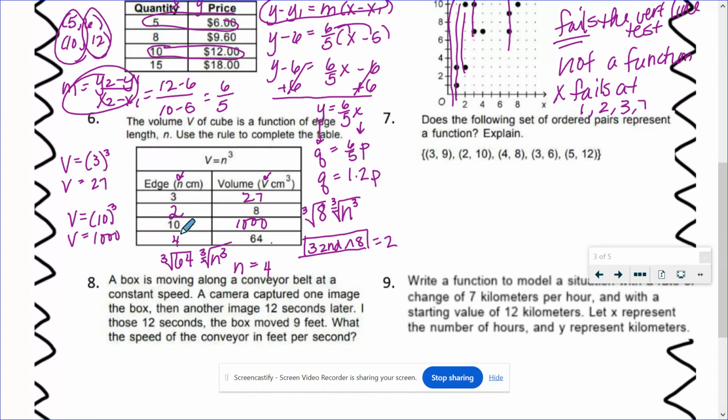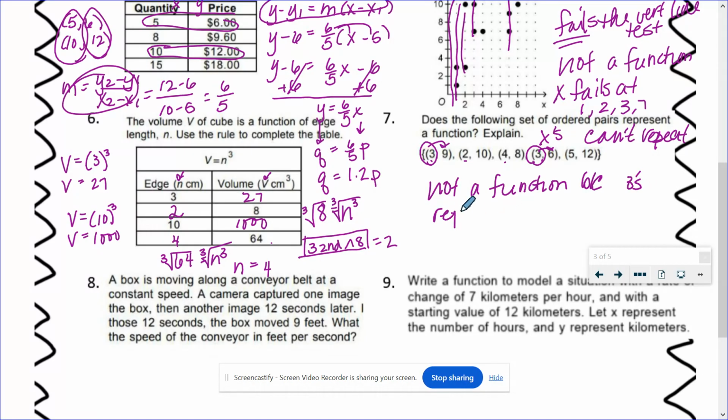Okay, does the following set of ordered pairs represent a function? Remember, for a function, the x's can't repeat with different y's. So I'm just going to take a peek here and look. I have a 3, a 2, a 4. I have 2 3's. Since I have two 3's, now I have to look at their y values. If the y values are the same, it would be fine. But since the y values are different, it fails at being a function. So it is not a function because the 3's repeat. Another way of saying that is when x is 3, y is 9 and 6, and that can't happen. And that's why it's not a function.